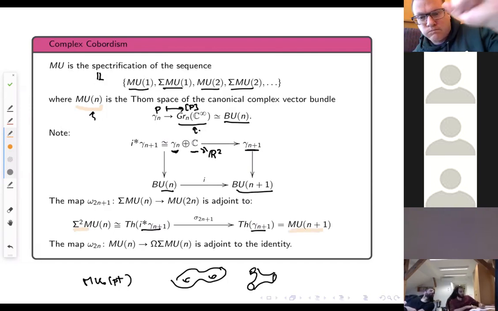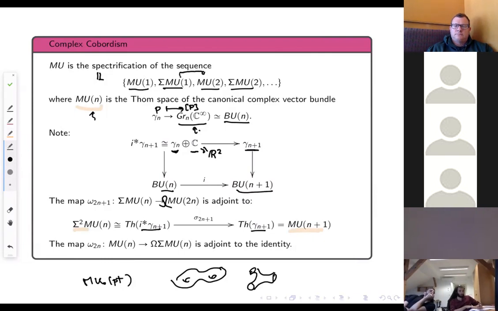Okay, and I'm missing a loops here. W2n plus 1 is supposed to be a map from this to the loops on that. And I can take one of these copies and adjoint it over. Now for the even ones, it's easy. It's just manufactured: you take the adjoint to the identity map as you did for this. So that's the complex cobordism spectrum. It'll come back later. So if you're not comfortable with that, maybe until Thursday you can read up on complex cobordism.